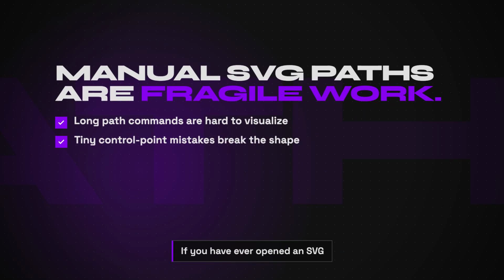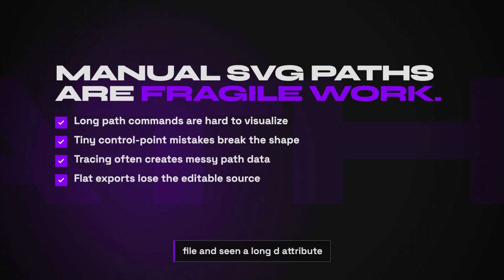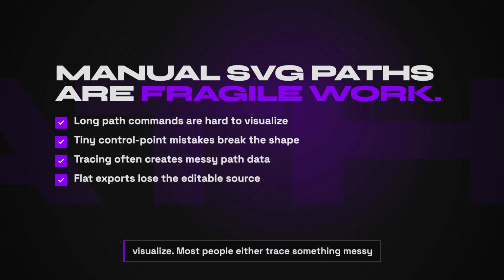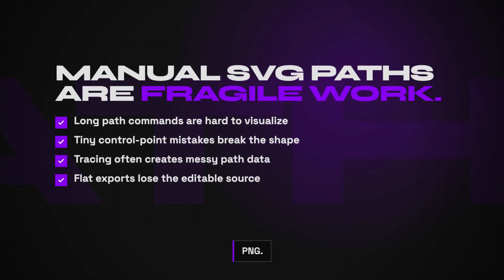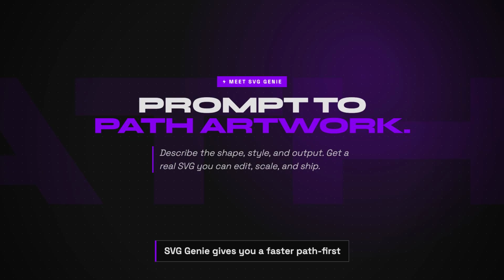If you have ever opened an SVG file and seen a long D attribute full of M, C, L, and Z commands, you know the problem. The path is the artwork, but editing that path manually is slow, fragile, and hard to visualize. Most people either trace something messy or give up and export a flat PNG. SVG Genie gives you a faster path.